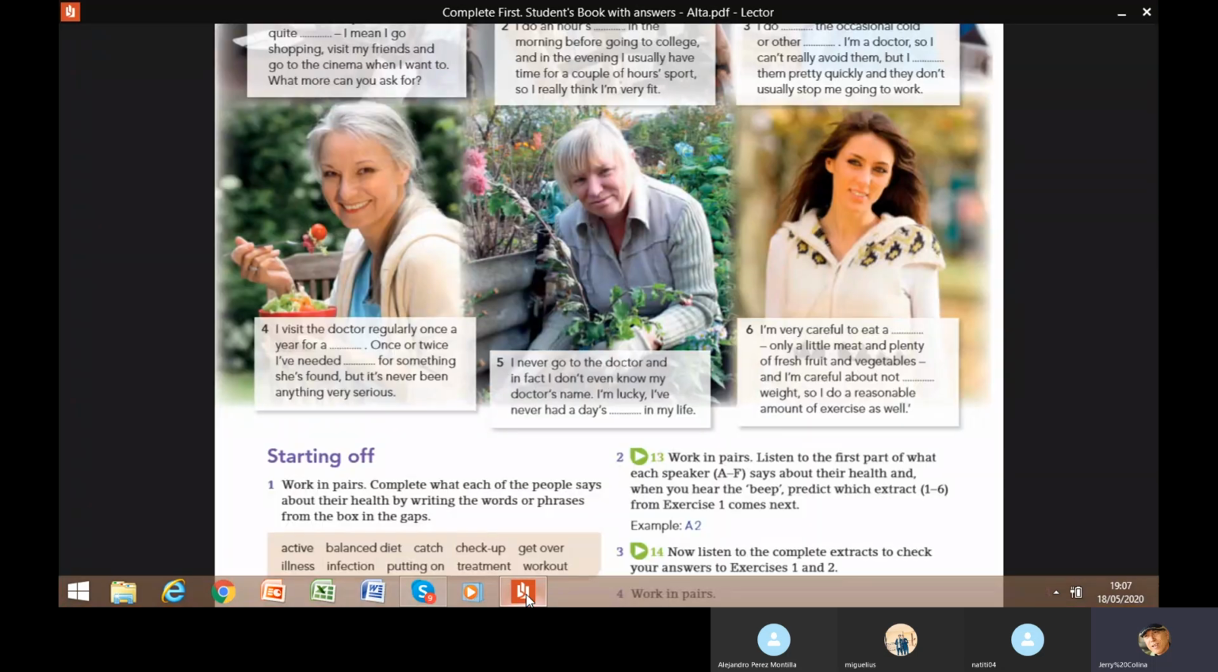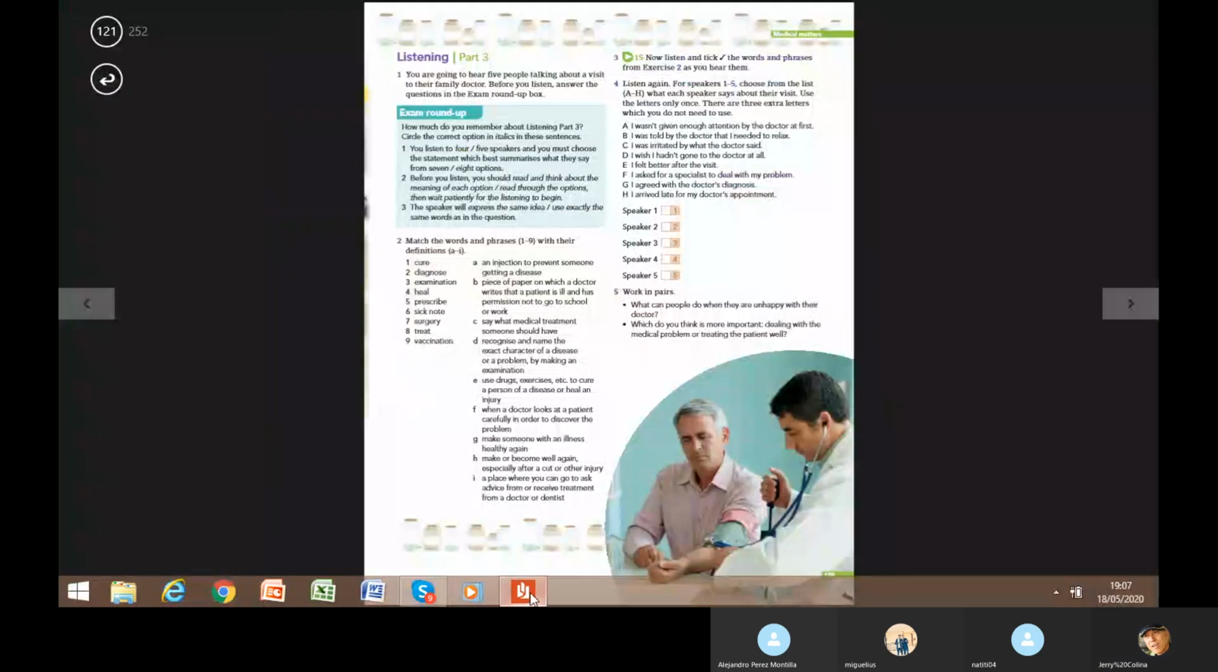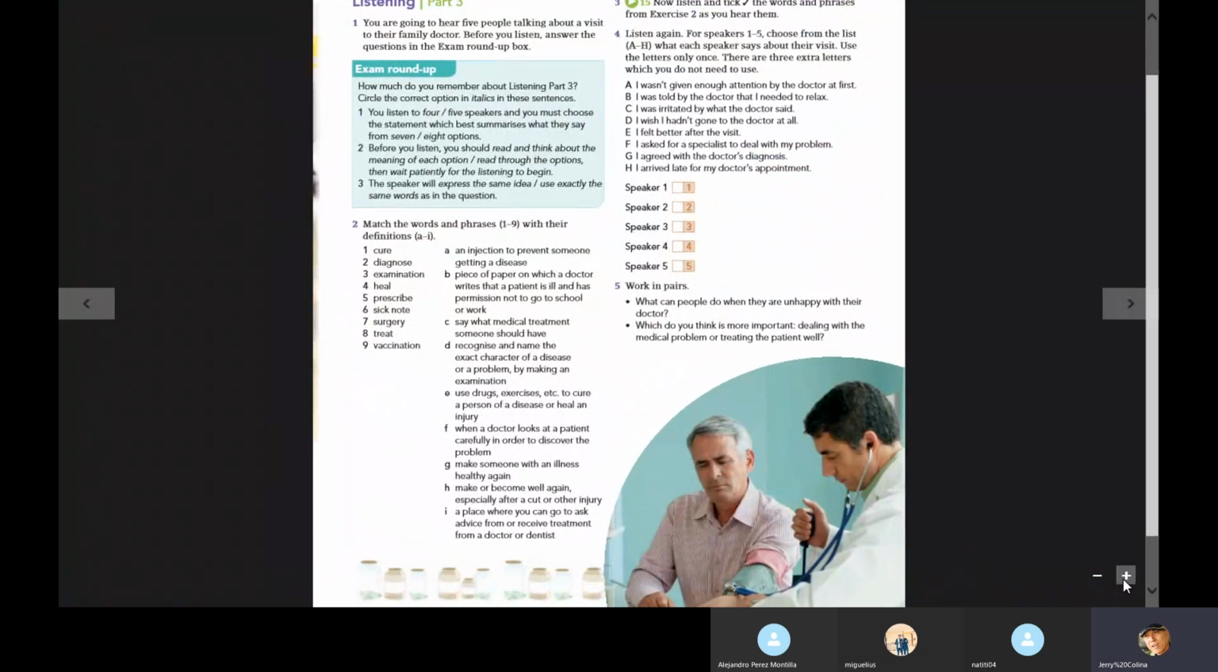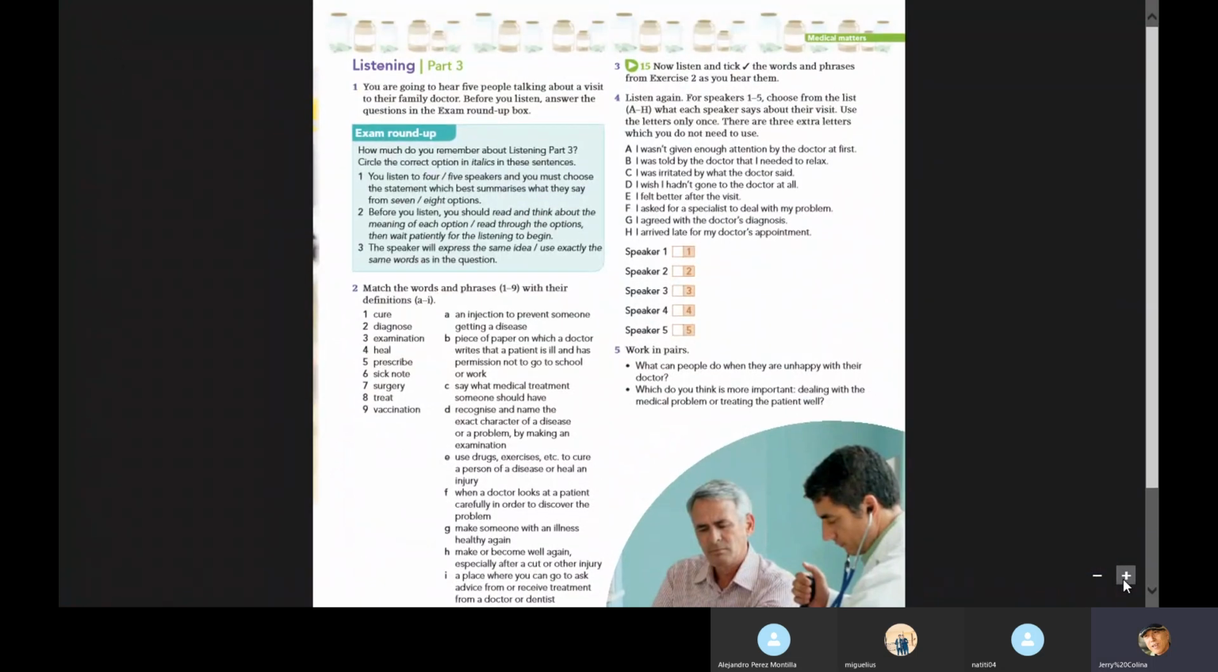Let's go now to page 119. Next page. Because we have a listening exercise here. But the important thing about this listening is that it begins with vocabulary that is going to be essential for you for the rest of this unit dedicated to health, doctors, and things like that. So let's do exercise number 2. Observe exercise 2.